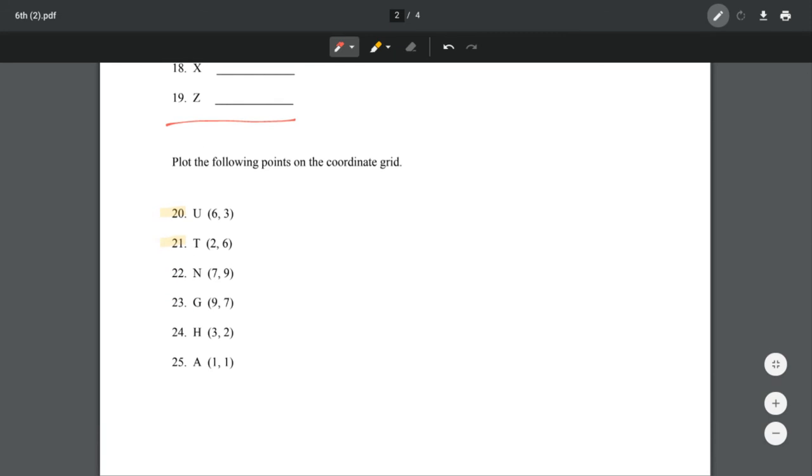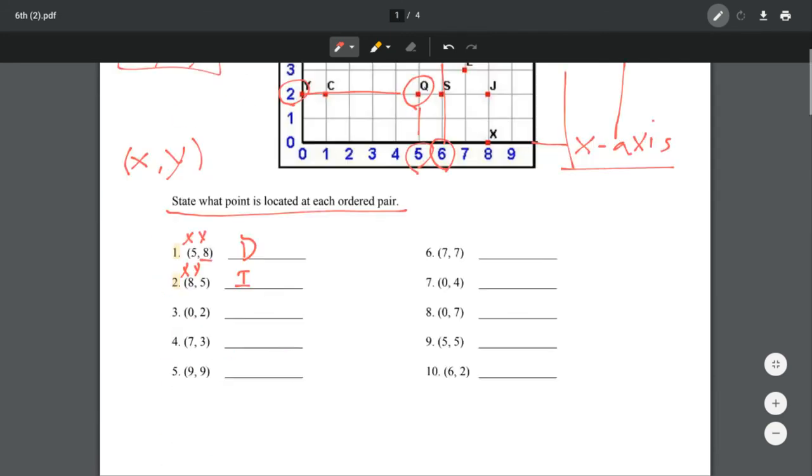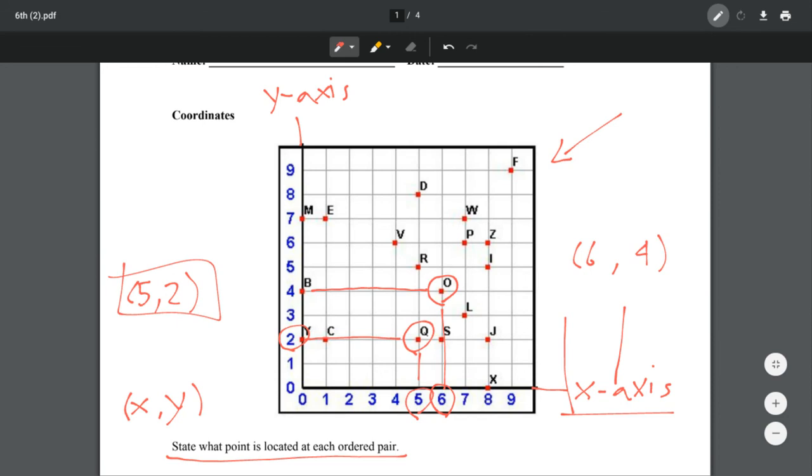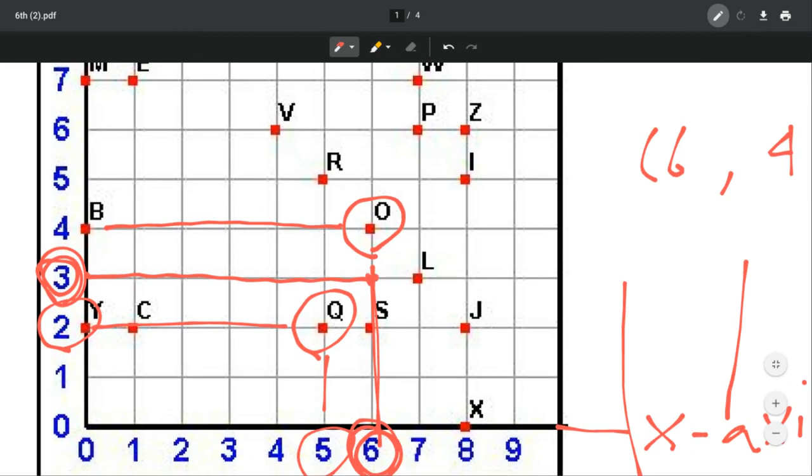We are asked to plot the following points on the coordinate grid. So this time we're actually asked to plot the points. Let's look at number 20. Point U is on the coordinate 6, 3. On our x-axis, where's 6? Here it is. And on our y-axis, where's 3? Here it is. Then we find the point of intersection. Oh, we found it. And so that is our point U.